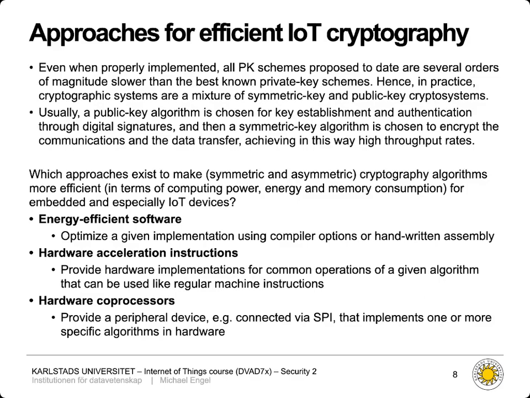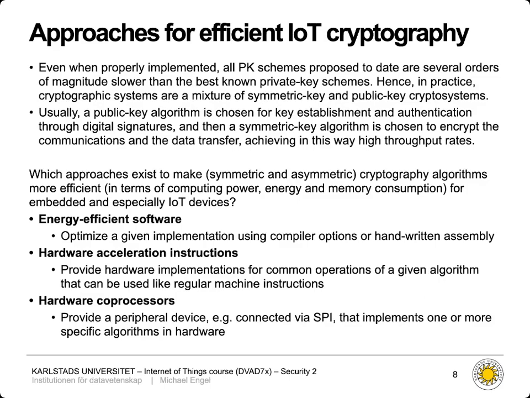Now, even when properly implemented, all public key schemes proposed today are several orders of magnitude slower than the best known private key schemes. So in practice, what systems do is that they use public key data exchange only for initiating a connection. And then when that connection is initiated, it can be securely used to exchange a private key for private key cryptography. So this means we can combine both sorts of cryptography to get the best of both worlds.